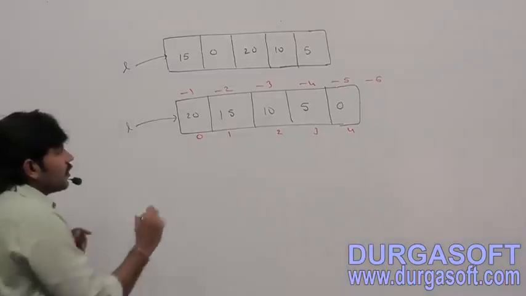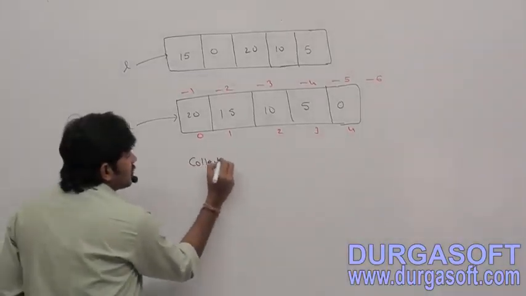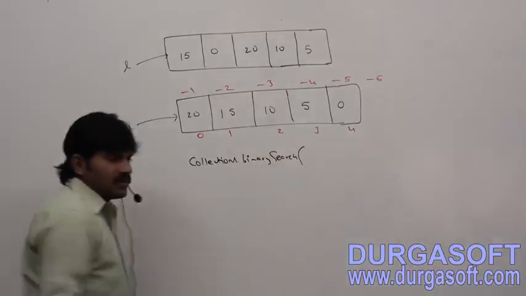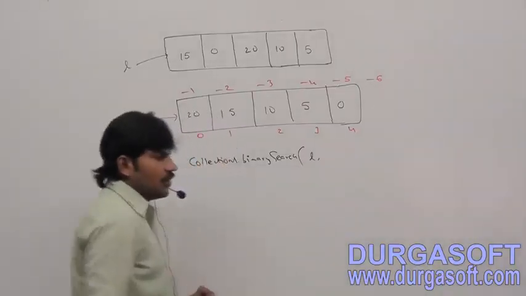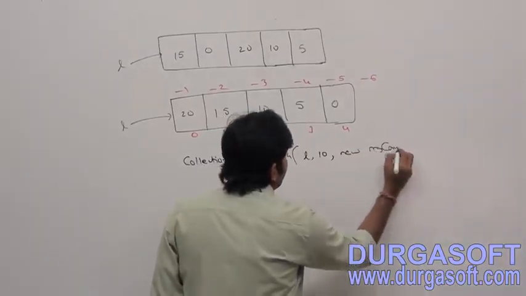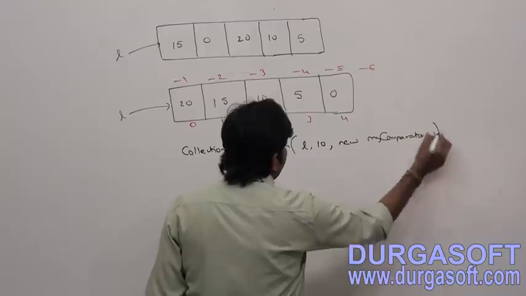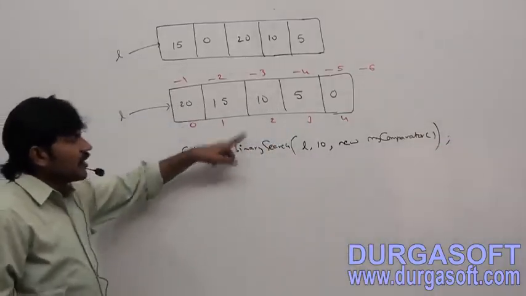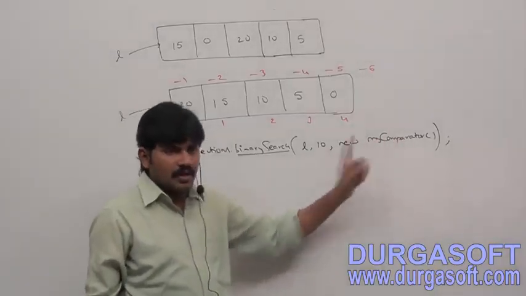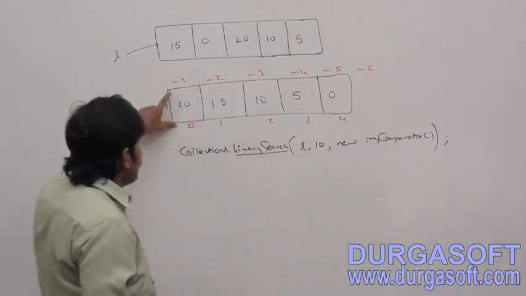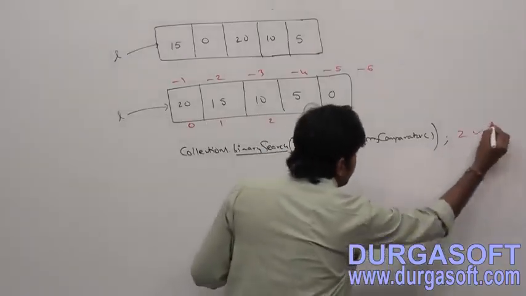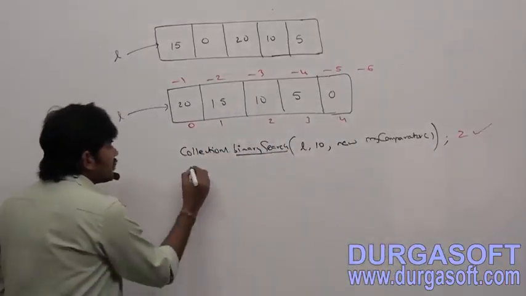Can you tell what is our first method? Collections.binarySearch of L comma, we have to search 10. L comma 10 comma new MyComparator. If the list is sorted according to a comparator, at the time of binary search also we compulsorily should pass the same comparator object. Now, is 10 there in L or not? Yes. Then what is the answer? 2. Successful search returns the index.